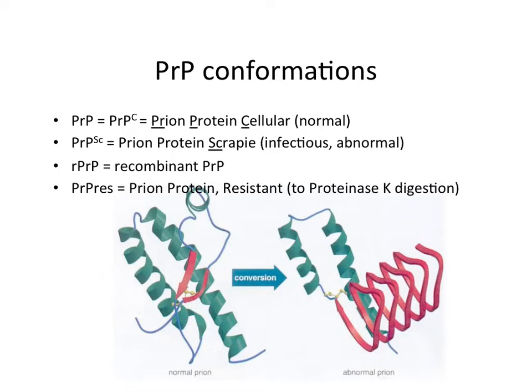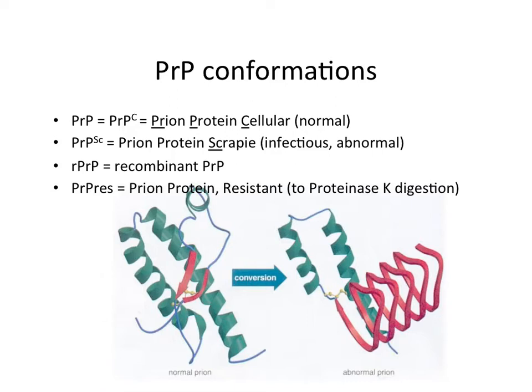PrP, prion protein, is the same thing as PrPC, prion protein cellular, or the normal version of the protein. Then we've got the Sc version of prion protein, or scrapie, which is the name of the sheep disease. Because when sheep get scrapie, apparently they do this sort of a thing a lot on the sides of their pen. So they call the disease that sheep get scrapie, but it's a prion disorder. That's what I heard. Then there's rPrP, recombinant prion protein.